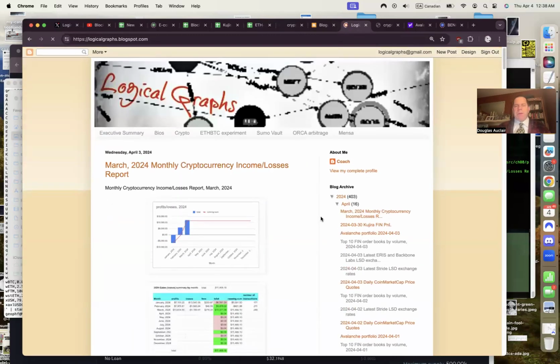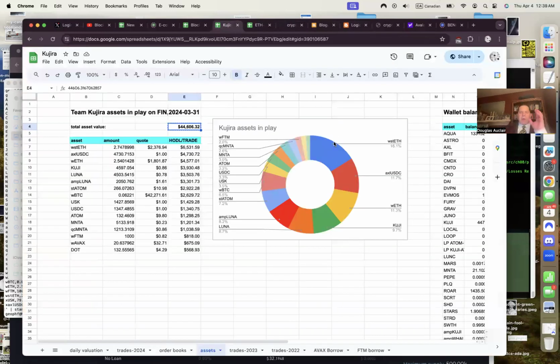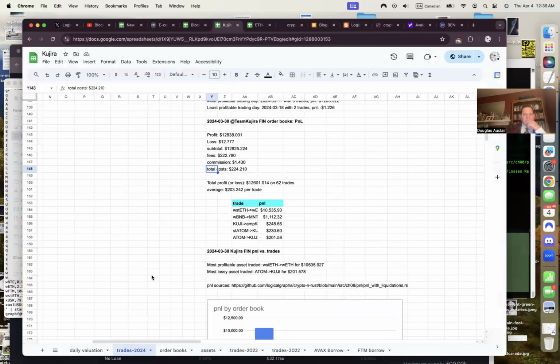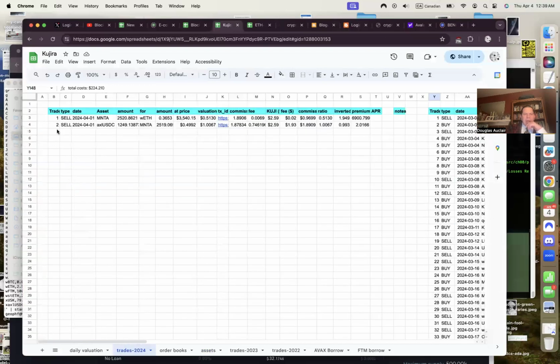So what is my day-to-day operations, however? Whenever I make a trade on Team Kujira Fin, I have an entry for that trade where I enumerate, according to the profit and loss columns, when I made the trade, how much I traded, what for what. So from Manta, 2,500 Manta, I got $1,200. Manta trading at 50 cents now.